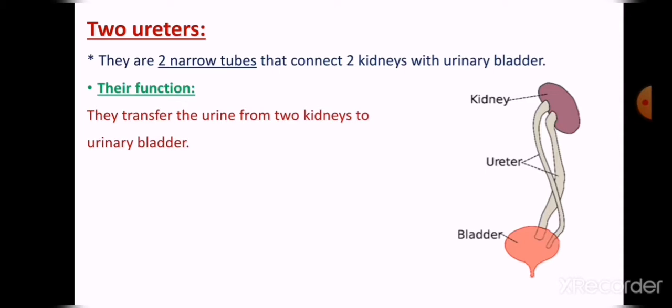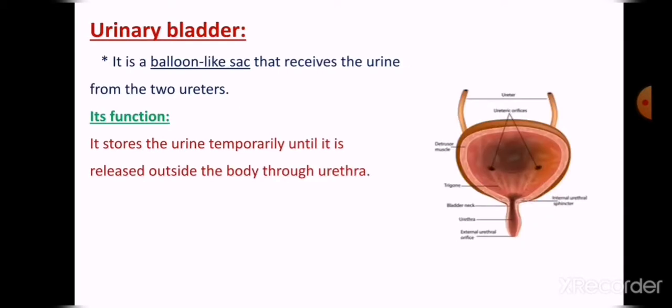What is the function of the ureter? The ureters transfer or transport the urine from the two kidneys to the bladder, because they connect between the bladder and the kidney. So they transport these wastes in the form of urine to the bladder. They put it in the bladder.